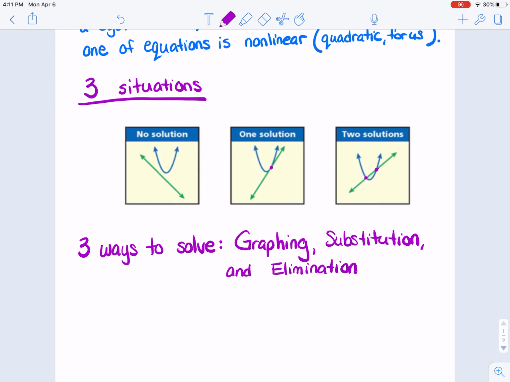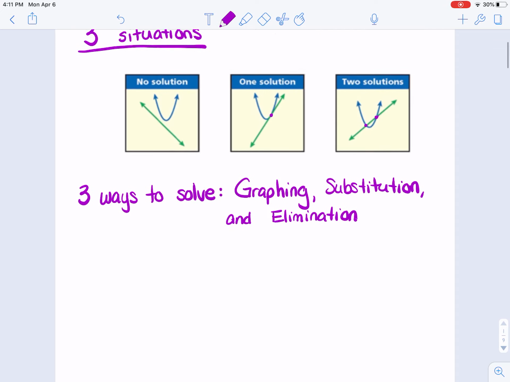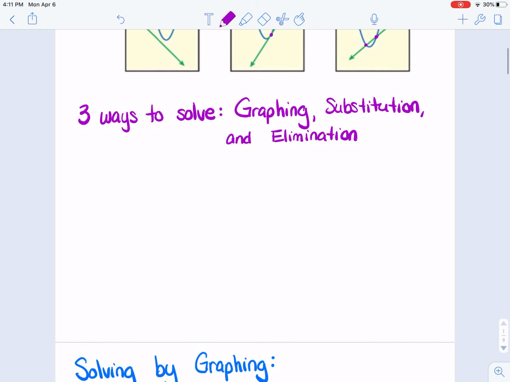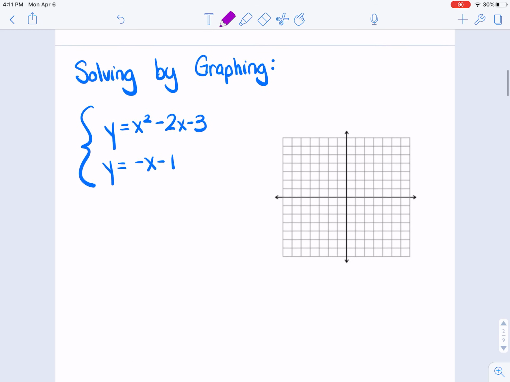Your calculator is going to fall under the category of graphing. So you can use that as long as you know how to use it. There are certain buttons that you need to know how to push and things like that rather than just using the graph. So we're going to start off with graphing and substitution in this video, and I'll finish up with a second video on elimination. So the first example we're going to do is where we're just going to use a graph. Going old school on us.